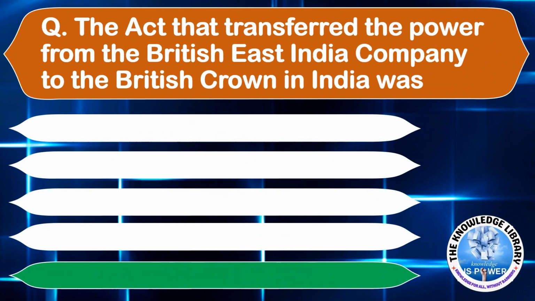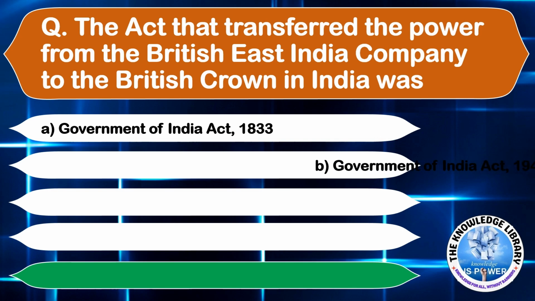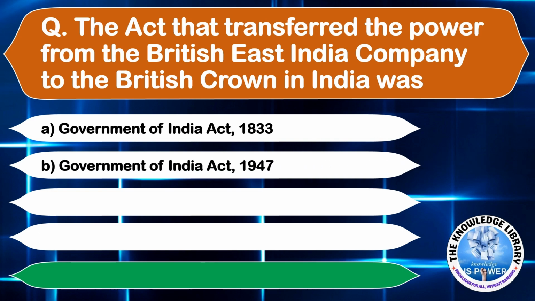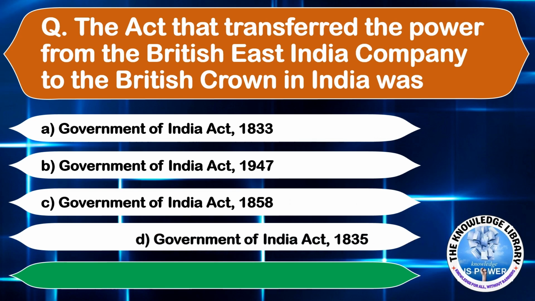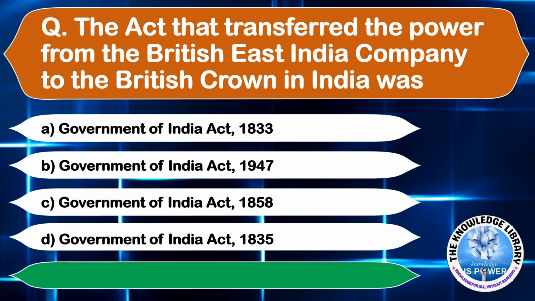The act that transferred the power from the British East India Company to the British Crown in India was? Option A, Government of India Act 1833. Option B, Government of India Act 1947. Option C, Government of India Act 1858, and option D, Government of India Act 1835. The correct answer is option C, Government of India Act 1858.